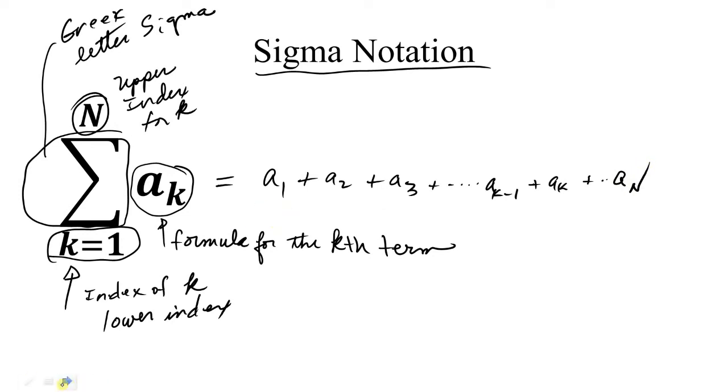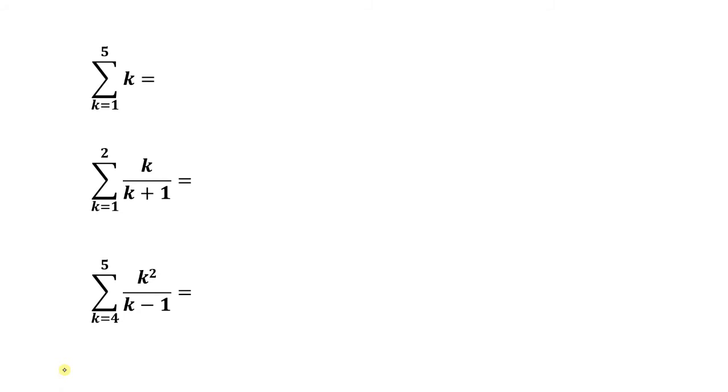Now, to give you an example, suppose a formula was just simply k. This means just to plug in first k equal 1, then k equal 2, then k equal 3, all the way up to k equal 5. So the terms would be 1 plus 2 plus 3 plus 4 plus 5. Those are all the terms, and you add them up, and you get 15.